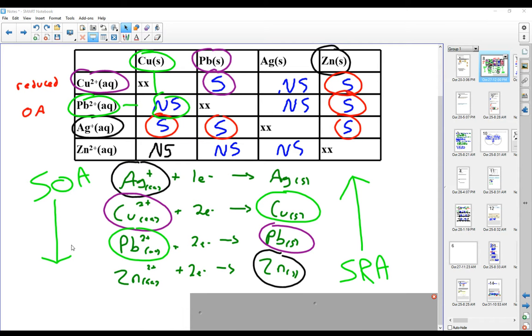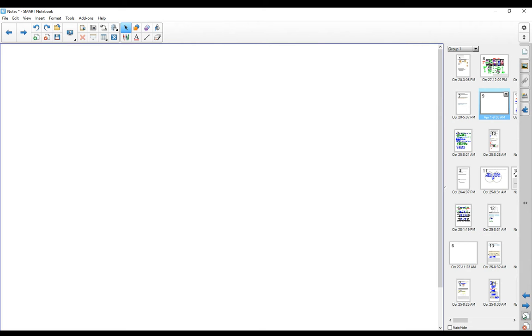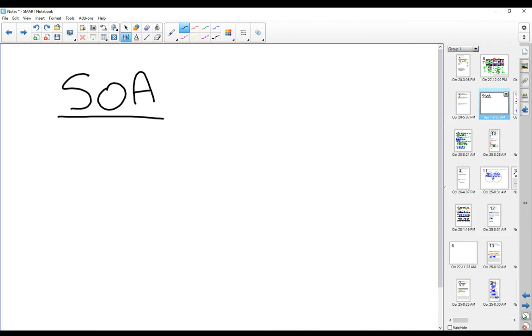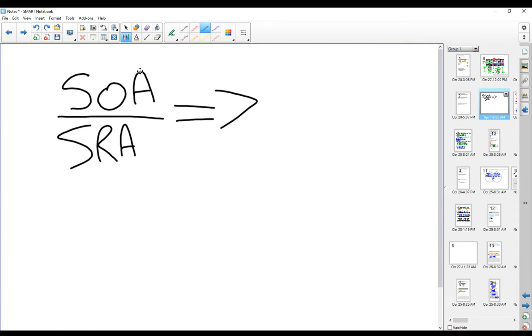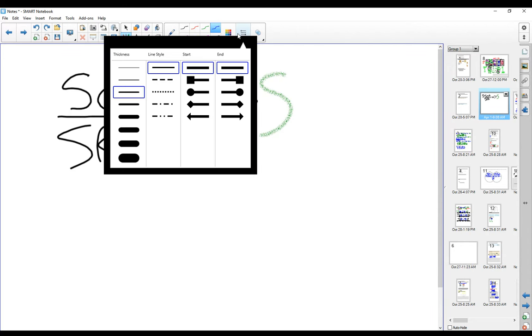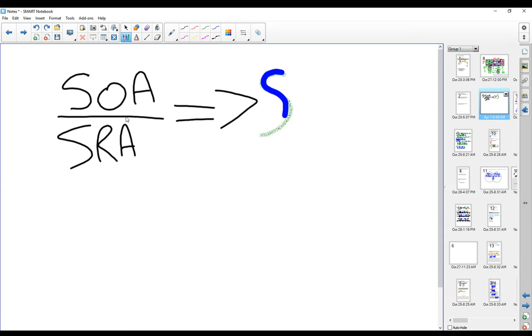So we're going to put SOA over SRA, and I'm going to put an arrow. It is spontaneous.